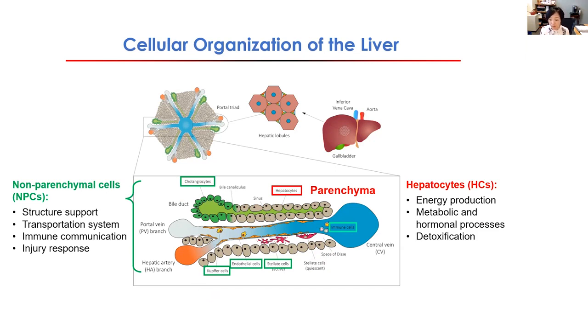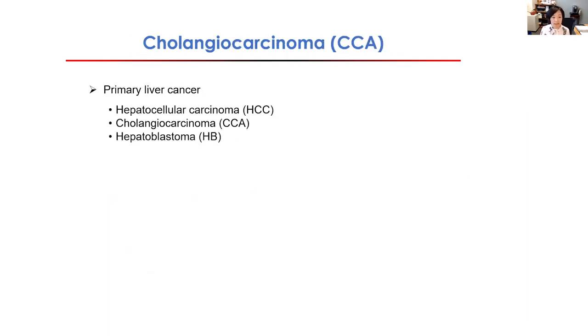These non-parenchymal cells together form the structural support and transportation system and take care of immune communication and injury response. The cells present in the liver, like those in other organs, can sometimes go wrong and produce malignancies in the liver. There are three major subtypes of liver cancer. Hepatocellular carcinoma, HCC, which we just talked about, is the dominant liver cancer in adults.